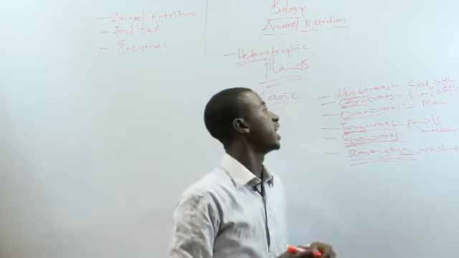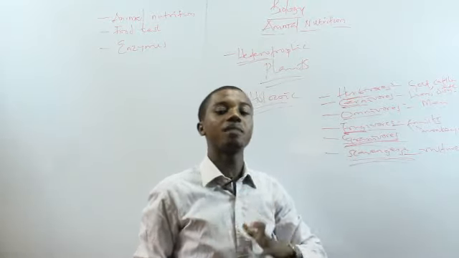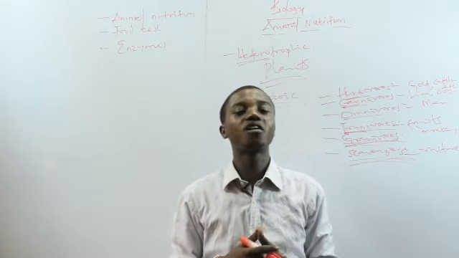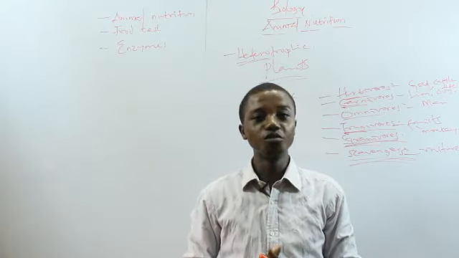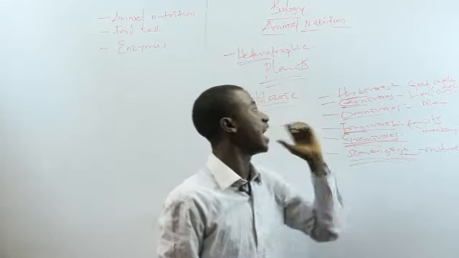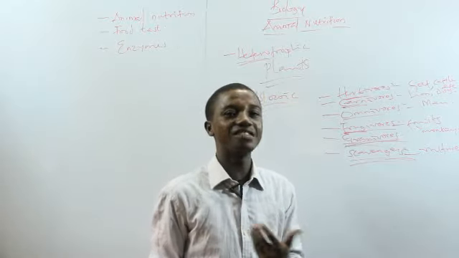So I will quickly take it again. I said from the beginning that animal nutrition is a kind of nutrition carried out by animals. It is also known as a heterotrophic mode of nutrition. It could also be called a holozoic type of nutrition. And now we look at the feeding habits: herbivores, carnivores, omnivores, frugivores, granivores, and scavengers.